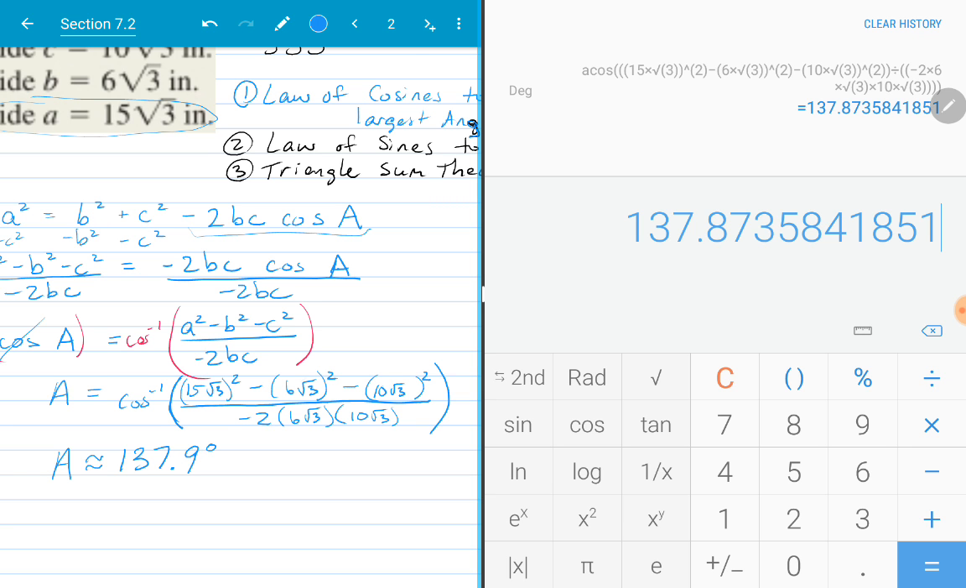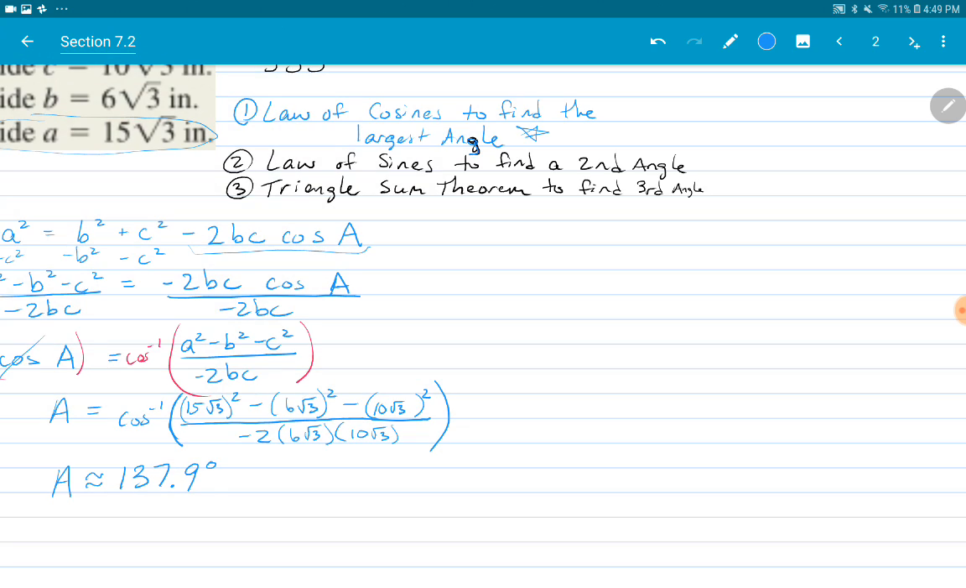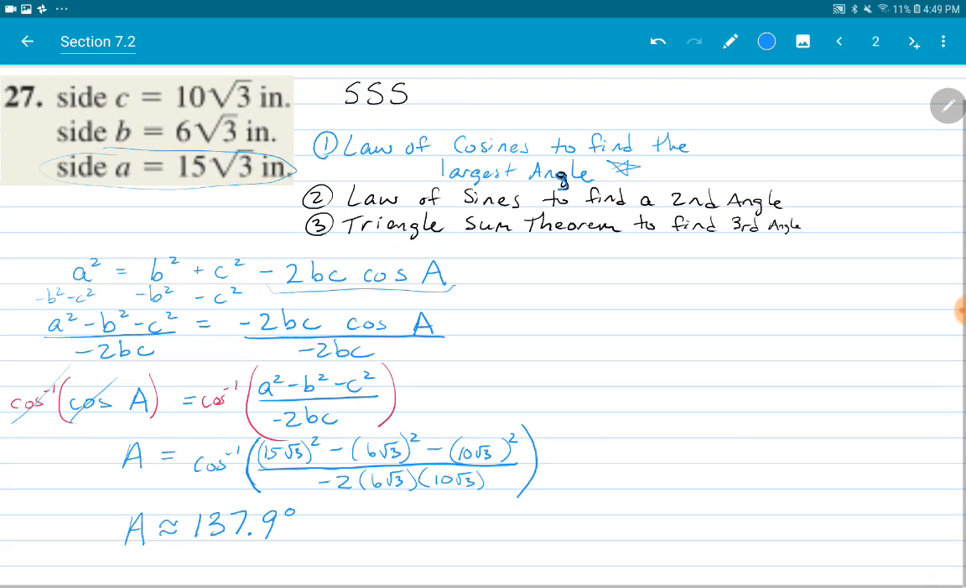So that's A. So we did, in fact, get an obtuse angle. If we had tried to do that with law of sines, we would have had 2 options and an ambiguous answer. So it's helpful that we got that out of the way with law of cosines. Now we can move on to law of sines.